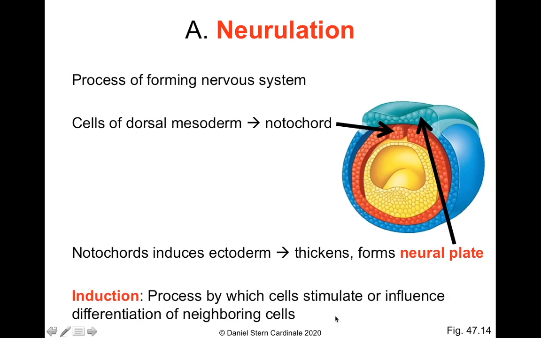So induction is just a process where one cell or group of cells is going to stimulate or influence nearby cells to differentiate in a specific way. So in this case, it's the mesoderm cells of the notochord inducing the ectoderm cells of the dorsal side of the organism to form the neural plate, which will eventually give rise to the central nervous system.